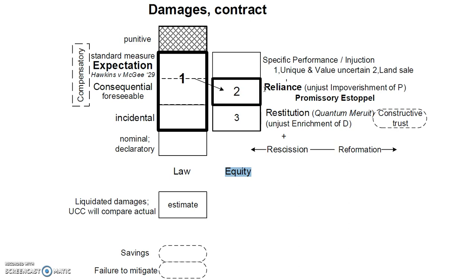These are damages caused because of the reliance of the plaintiff on the representations of the defendant. These are associated with promissory estoppel and the unjust enrichment of the plaintiff. So the first type of damages in equity to be looked at will be reliance damages, number 2.